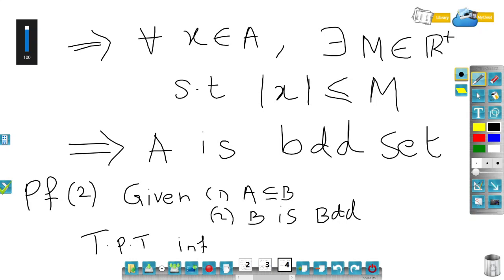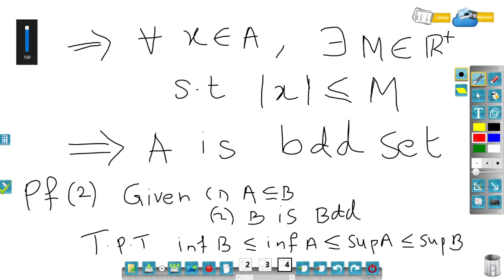infimum of B is less than or equal to infimum of A, which is less than or equal to supremum of A, which is less than or equal to supremum of B. So what will I prove? I will prove it in the following way. I will show that first infimum of B is less than or equal to infimum of A, and then I will show that supremum of A is less than or equal to supremum of B, and then I will show that infimum of A is less than or equal to supremum of A.